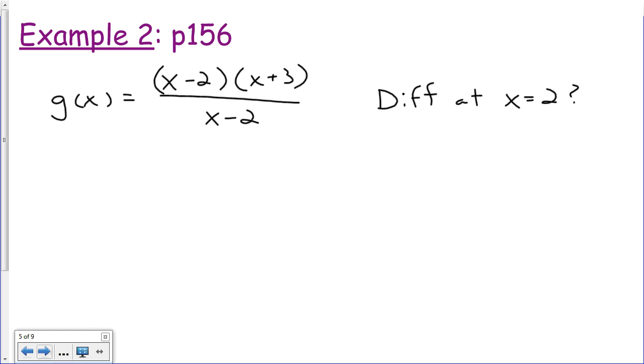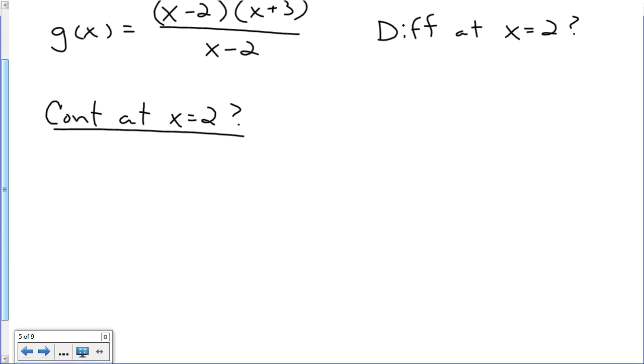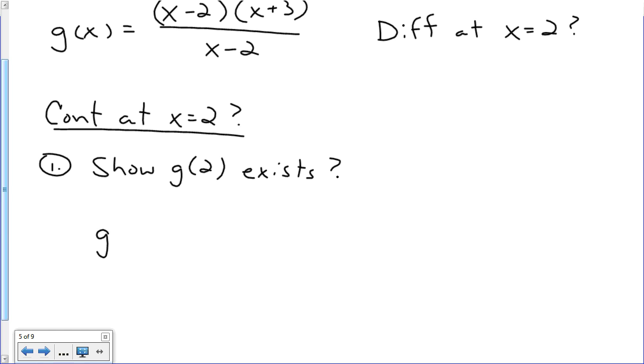Instead, what I can do is check to see if this thing is continuous. Remember, if this thing is not continuous at x equals 2, then I know it's not differentiable. That's the contrapositive of this. So let's check continuity at x equals 2. We're going to go back to our definition of continuity. The first part of the definition is you have to show that f of 2 exists. I'll put a little question mark there. Can we show that or not? Well, let's plug in. Oops, it's not f though. Remember, it's function g. So let's find out what g of 2 is equal to.